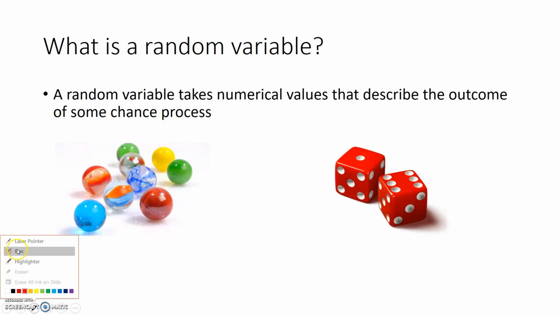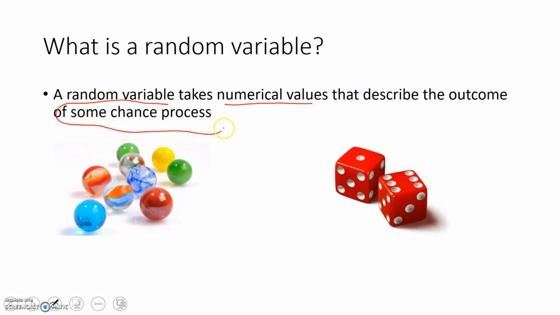Okay, so today we're going to talk about random variables and what a random variable is. A random variable is a numeric value that describes an outcome that has some chance probability to it. So let's take two events and see which one's a random variable and which one's not.